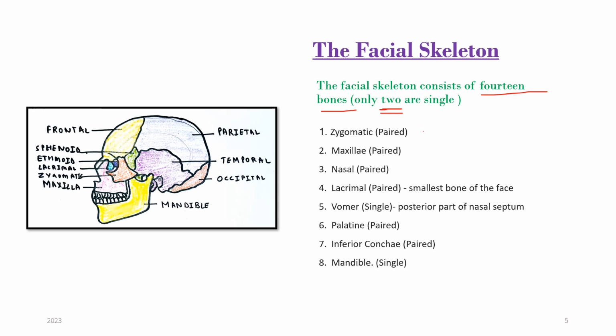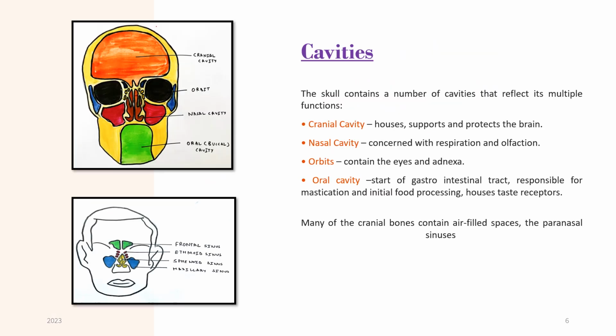These are zygomatic, maxilla, nasal, lacrimal, vomer, palatine, inferior concha and mandible. Now the vomer is single and the mandible is single. Lacrimal is the smallest bone of the face and vomer forms the posterior part of the nasal septum. These are the MCQ points.